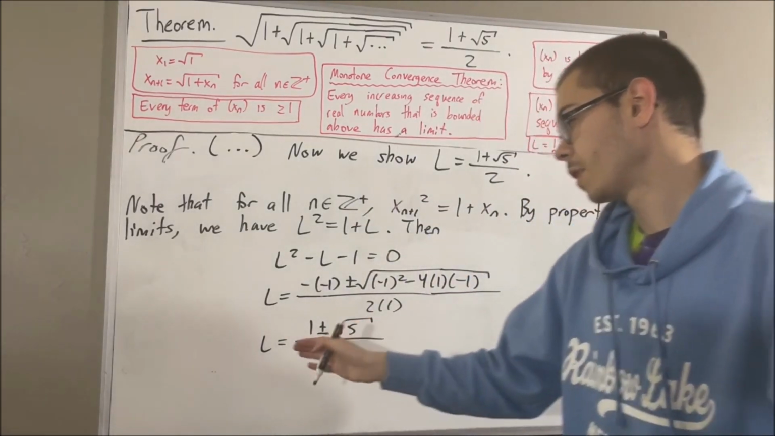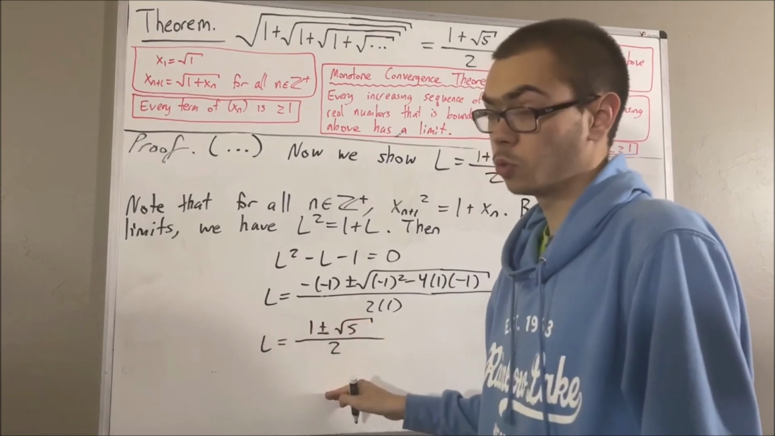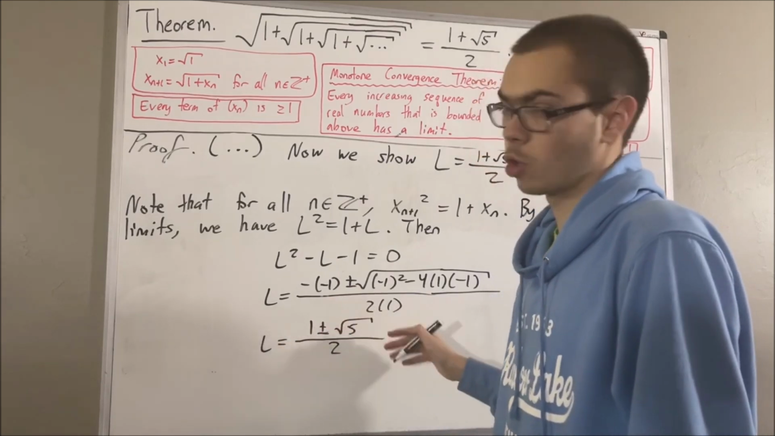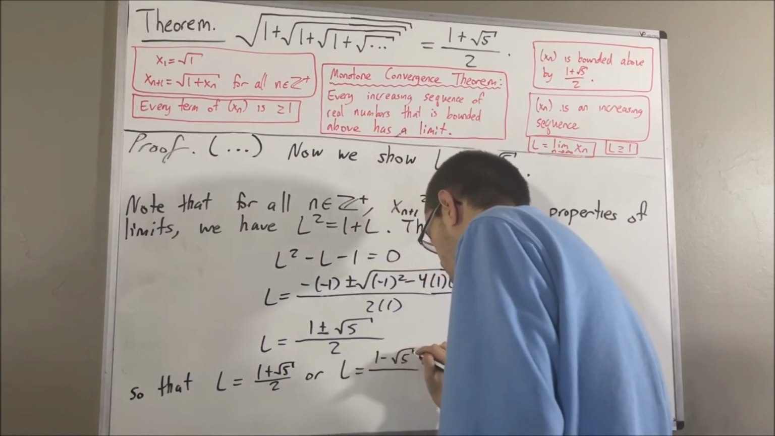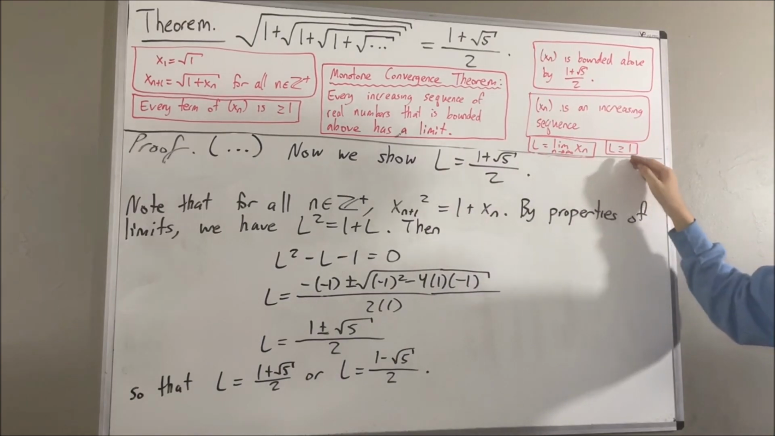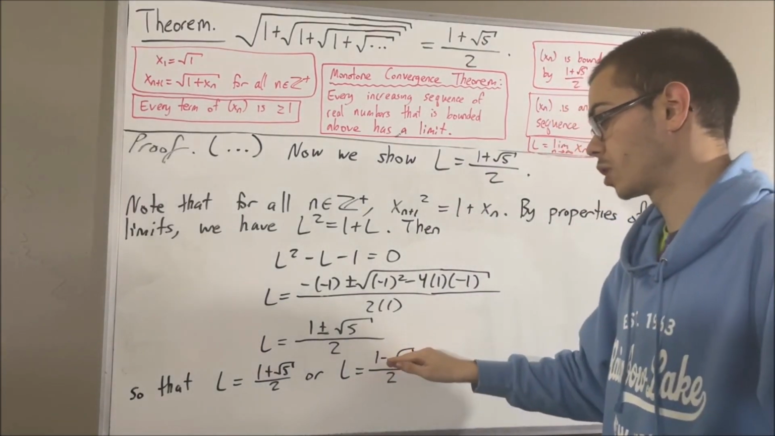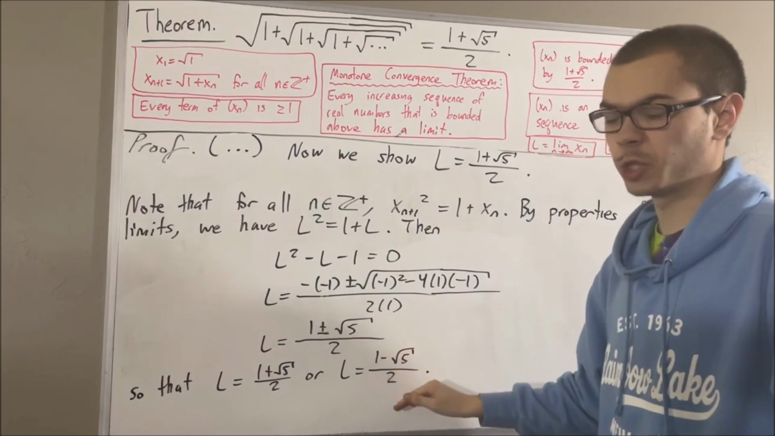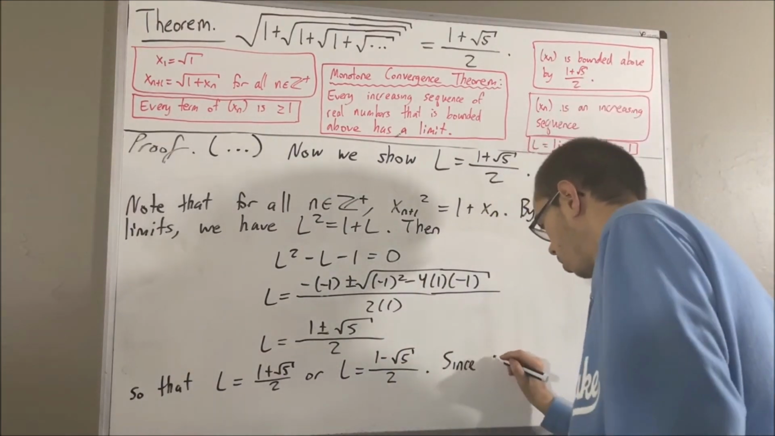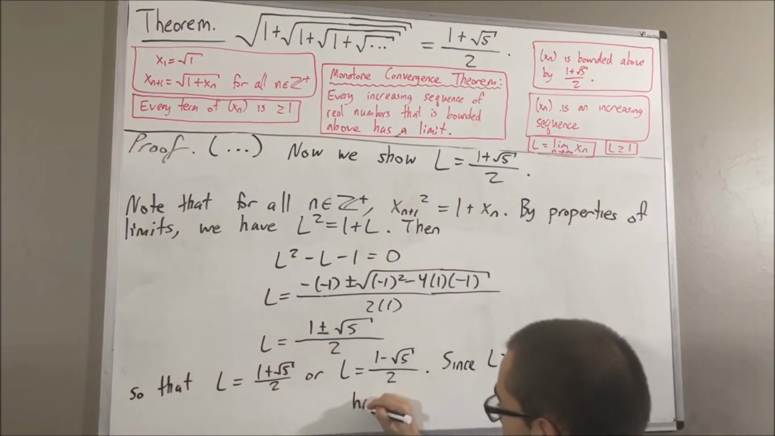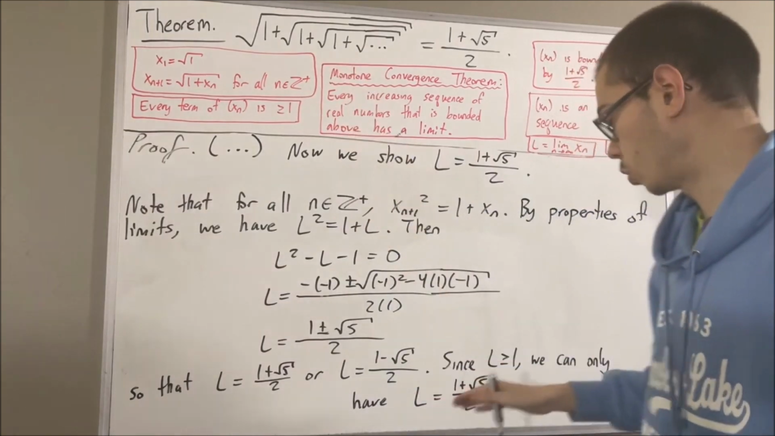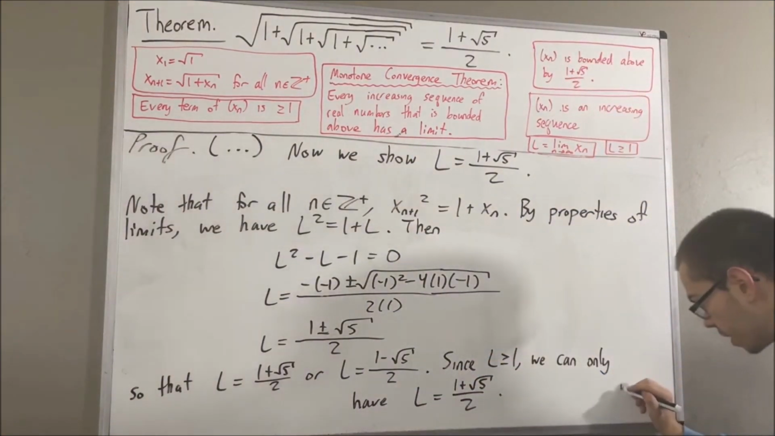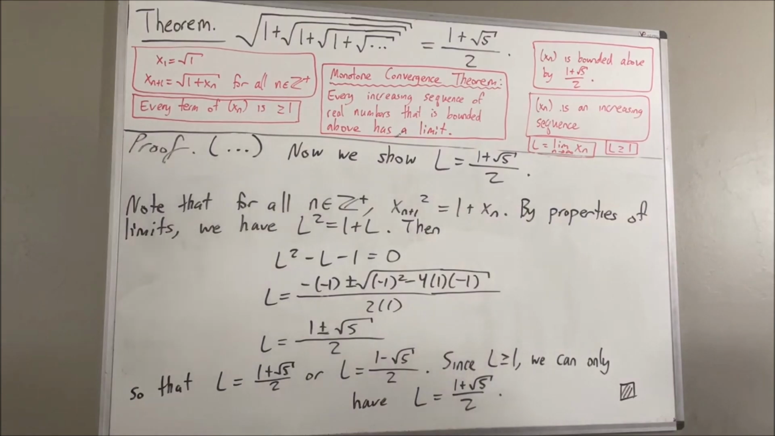So L is equal to 1 plus the square root of 5 over 2, or L is equal to 1 minus the square root of 5 over 2. But since L is greater than or equal to 1, L can't be equal to 1 minus the square root of 5 over 2, because 1 minus the square root of 5 over 2 is less than 1. And so we've shown that the limit of our sequence is equal to the golden ratio. And so this completes the proof. And so yeah, that's pretty much it for this video.